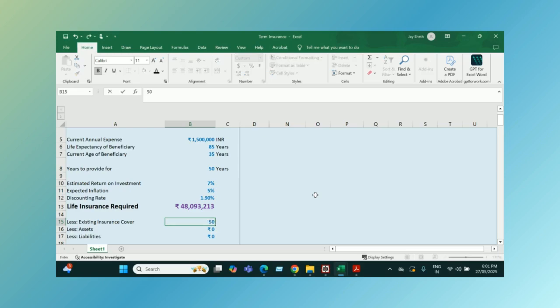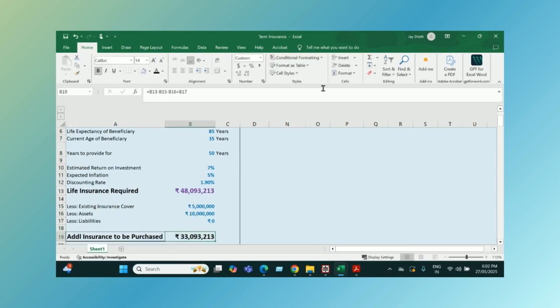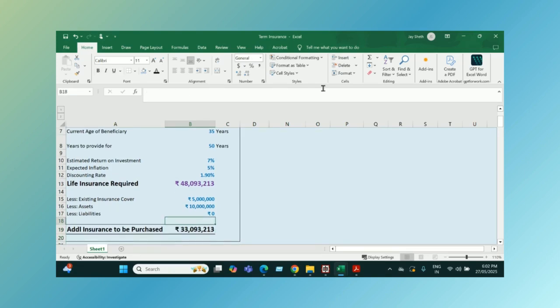Now also here what we need to factor in is, if for example, this person already has a life insurance of 50 lakhs and he already has assets equal to 1 crore. That would mean the additional insurance that he requires is going to be 3.3 crores that he should buy so as to ensure that his family can maintain their lifestyle for the next 50 years.